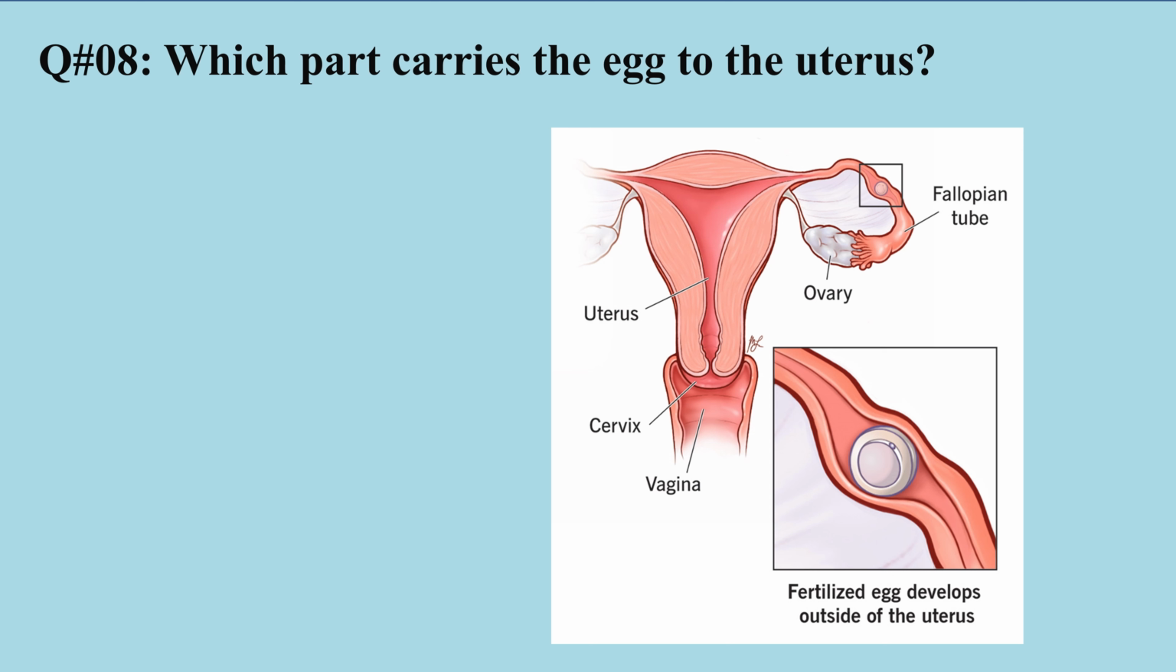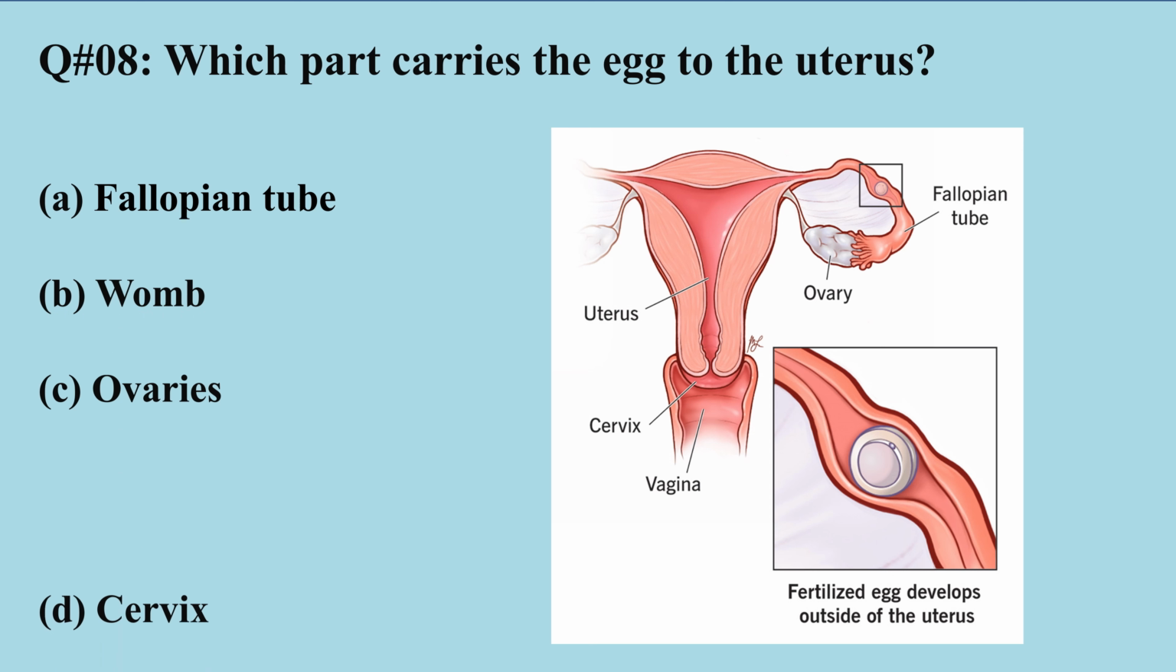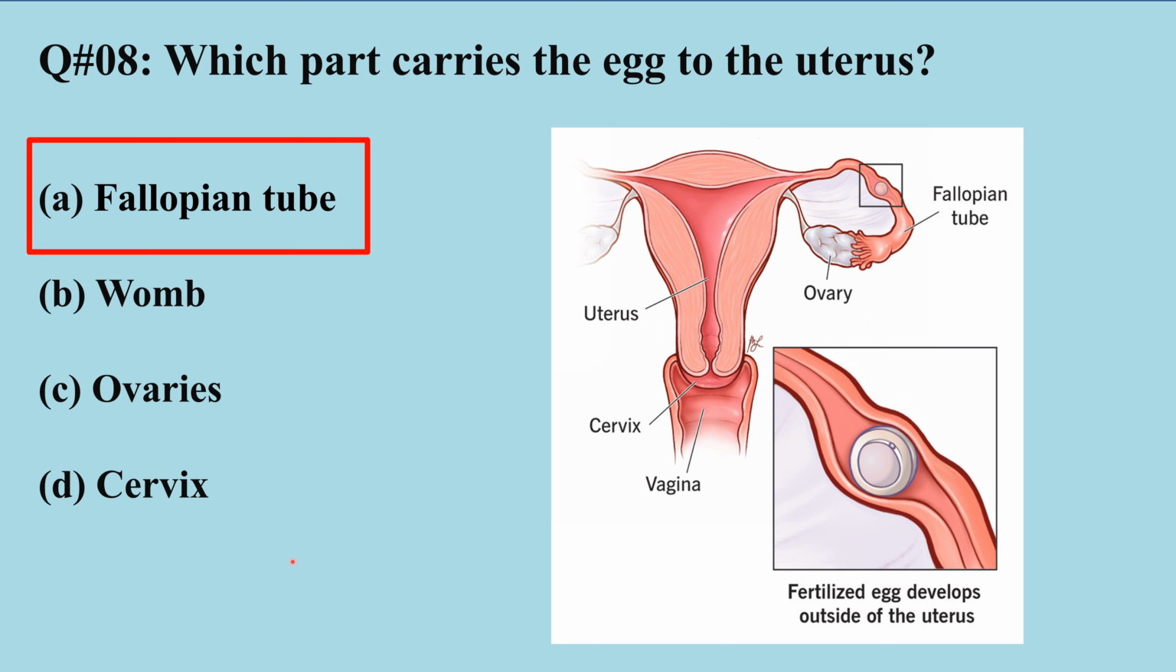Question number 8. Which part carries the egg to the uterus? A. Fallopian tube, B. Womb, C. Ovaries, D. Cervix. The eggs are produced in the ovaries but carried to the uterus through the fallopian tube. As you can see here, these are the ovaries. The eggs are produced by the ovaries, then they are carried by the tube-like portion of the female reproductive organ, known as the fallopian tubes. The mature egg is released into the fallopian tube and travels through it, and if it gets fertilized, it will get implanted into the uterus.